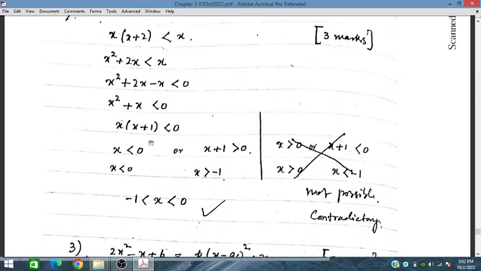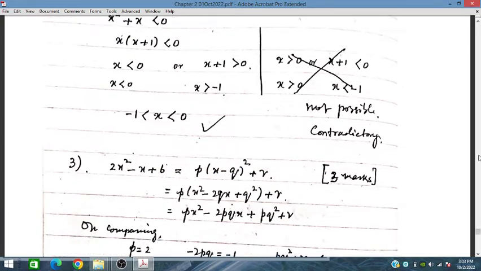So these are the conditions: x is less than 0 and x plus 1 is greater than 0. So this is again a parabolic shape. x is less than 0 or x is greater than minus 1. So we have a curve that is between 2 points. So here we have minus 1 and 0. For this we have this. This is so simple.